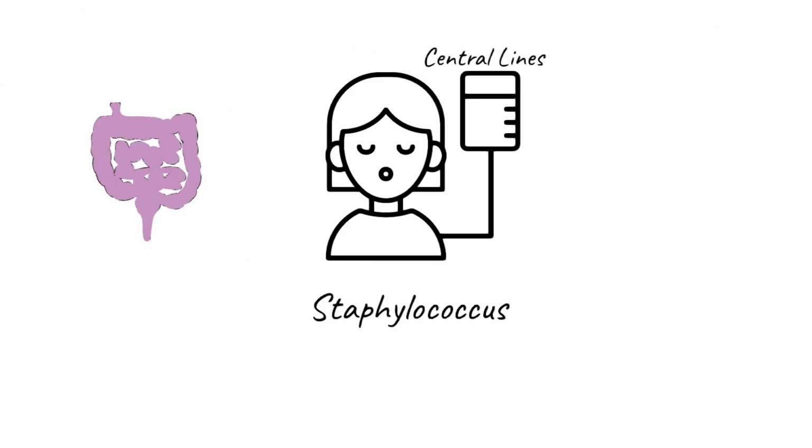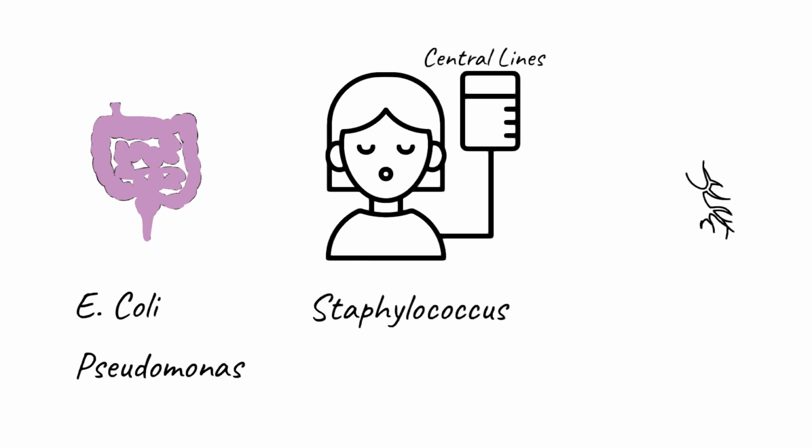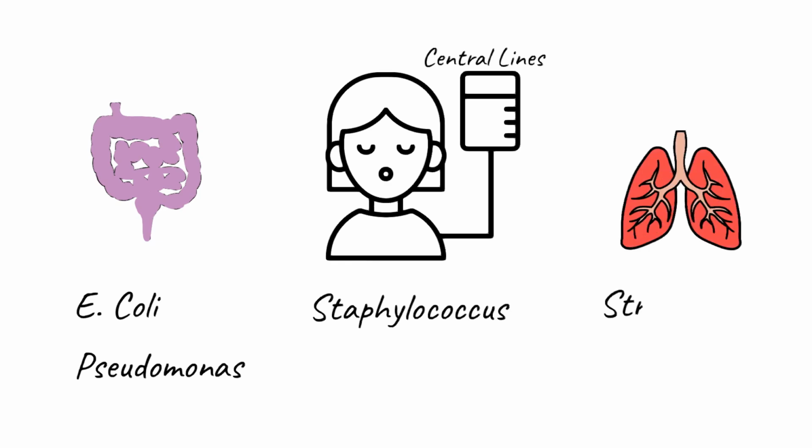Some common sources of bacteremia are central lines, for Staphylococcus. There can also be translocation from the gut. In this case, we will see E. coli and Pseudomonas. It could also come from the respiratory tract, and in that case it would be a Streptococcus.